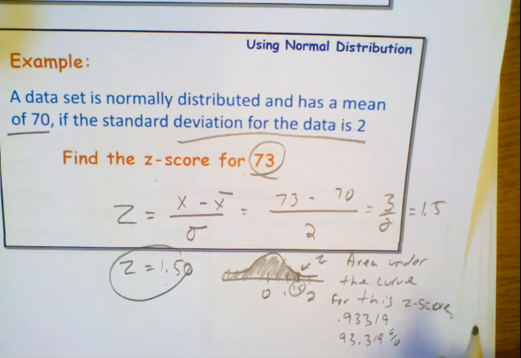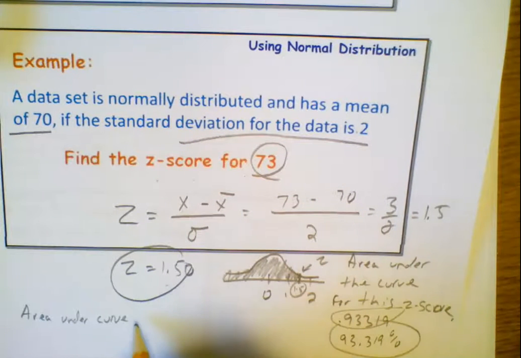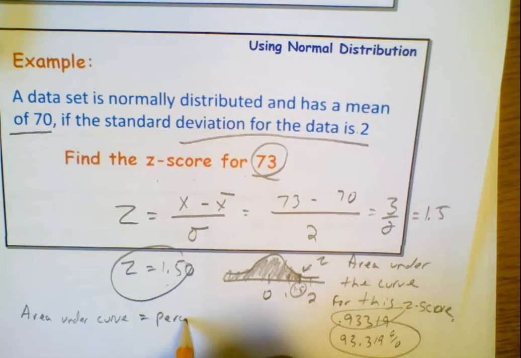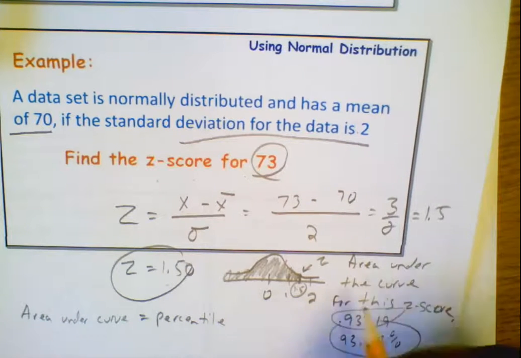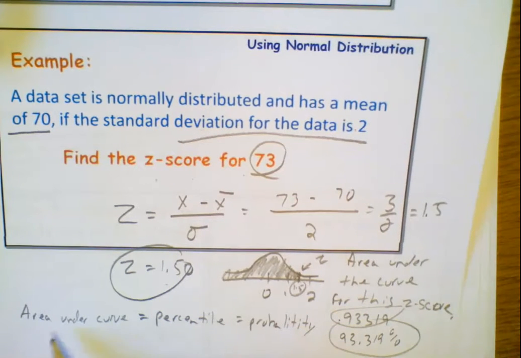All right, so all those are true. This is where the area underneath the curve is, or that's it as a percentage. And just so you know, area underneath the curve equals percentile, which also equals probability. So I might ask you the area underneath the curve, I might ask you the percentile, I might ask you the probability. All those are the same thing: that number you get from the z-score table. That tells you what that is.